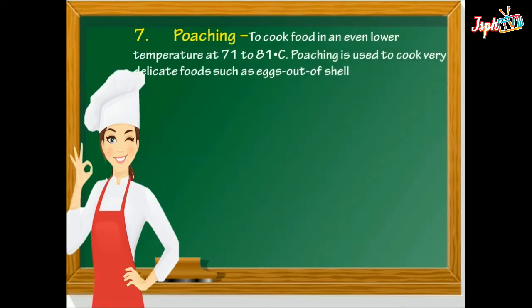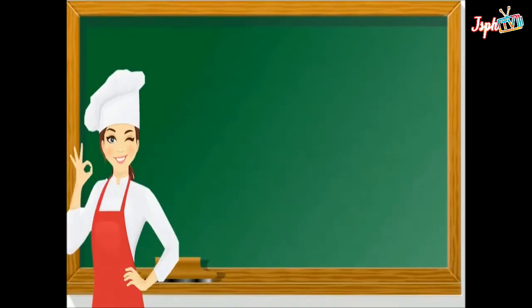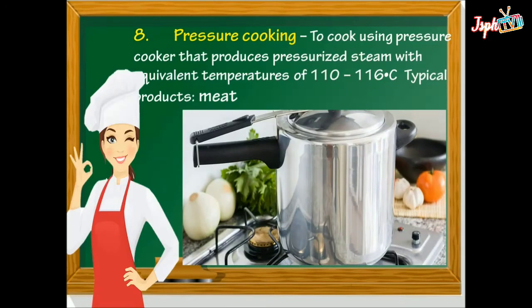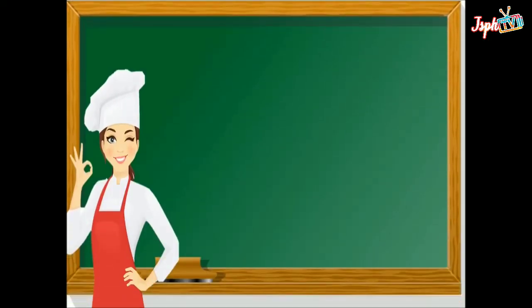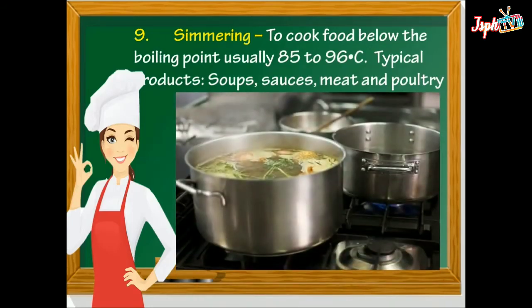7. Poaching. To cook food in an even lower temperature at 71 to 81 degrees Celsius, poaching is used to cook very delicate foods such as eggs out of shell. 8. Pressure cooking. To cook using pressure cooker that produces pressurized steam with equivalent temperatures of 110 to 116 degrees Celsius. 9. Simmering. To cook food below the boiling point, usually 85 to 96 degrees Celsius.